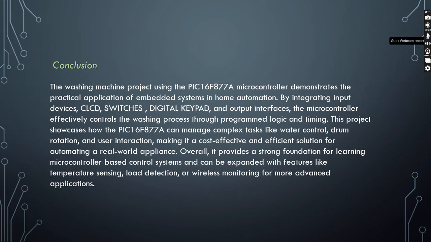Conclusion. The washing machine project using the PIC16F877A microcontroller demonstrates the practical application of embedded systems in home automation by integrating input devices like CLCD, switches, digital keypad, and output interfaces. The microcontroller effectively controls the washing process through program logic and timing. This project showcases how the PIC16F877A can manage complex tasks like water control, drum rotation, and user interfaces, making it a cost-effective and efficient solution.